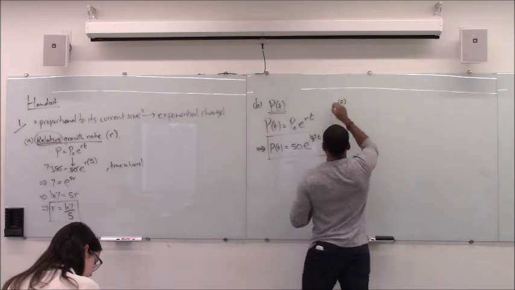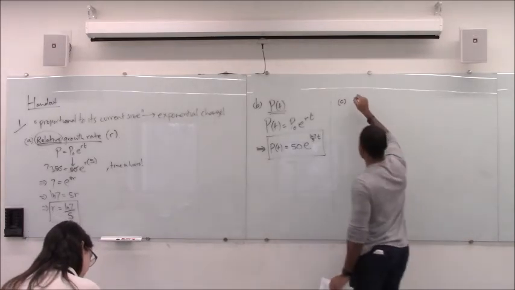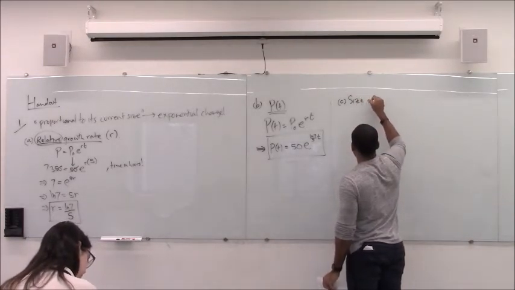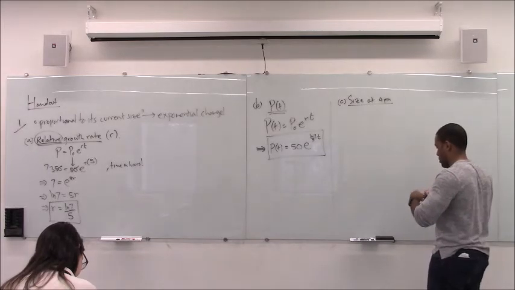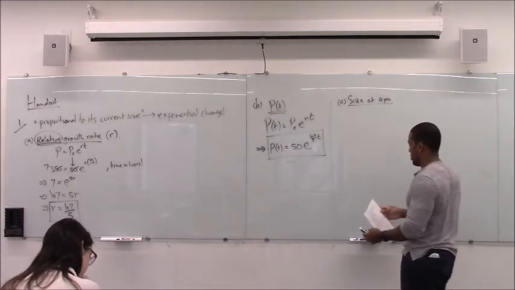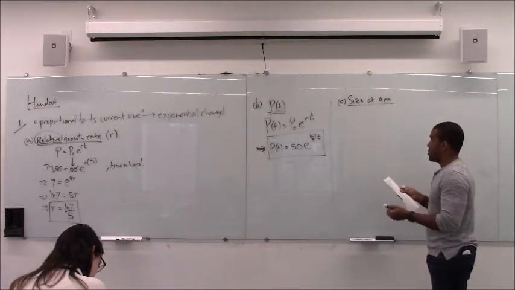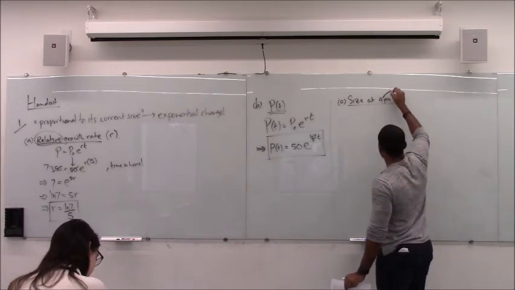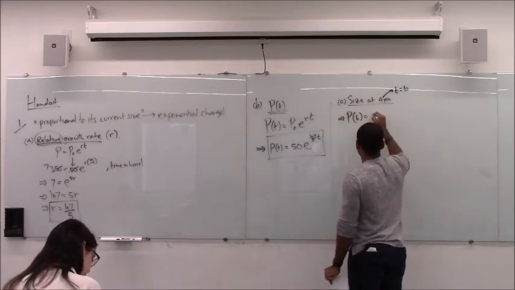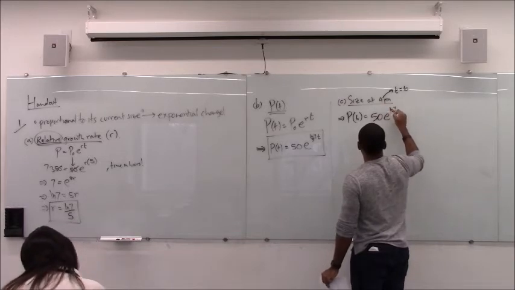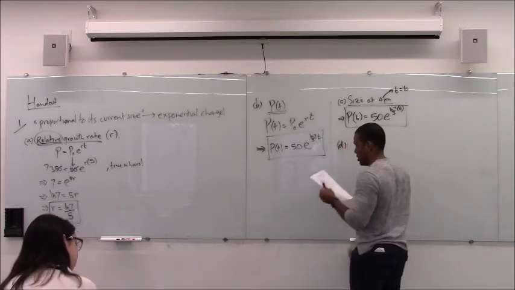C. What is the size of the population at 4 p.m.? This means your time is 6. So you just want the size, which is P, at 6. So it's going to be 50e to the (ln 7 over 5) times 6. And that's that. Nothing else to do here.